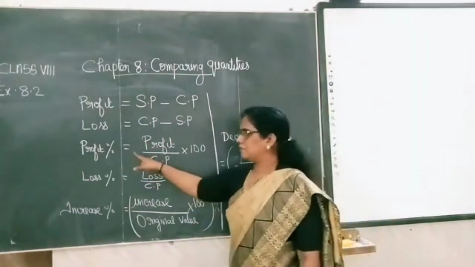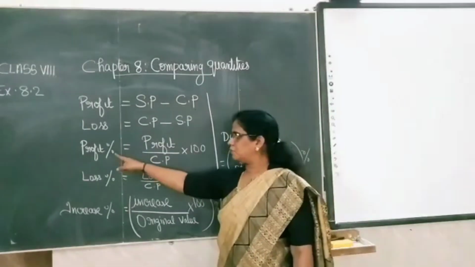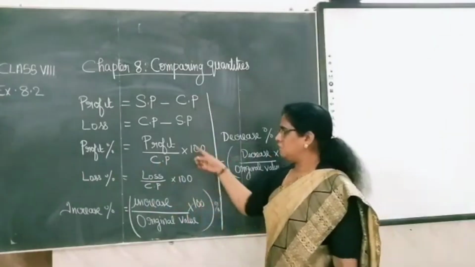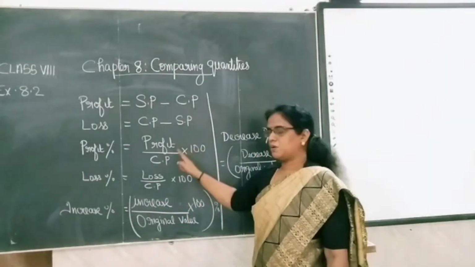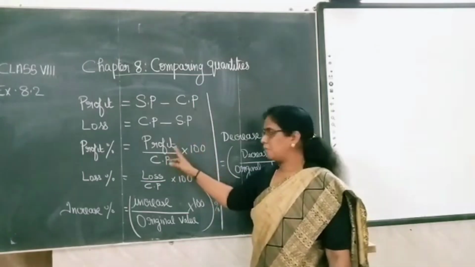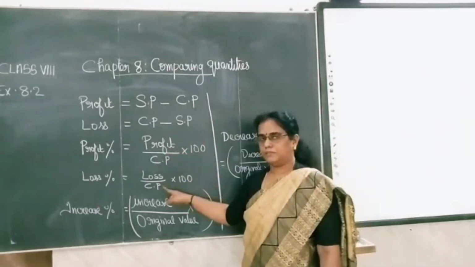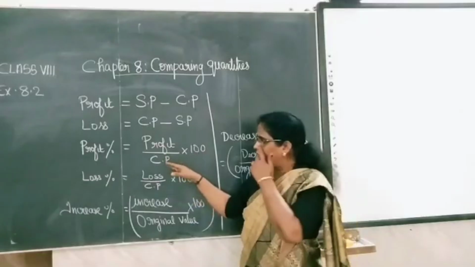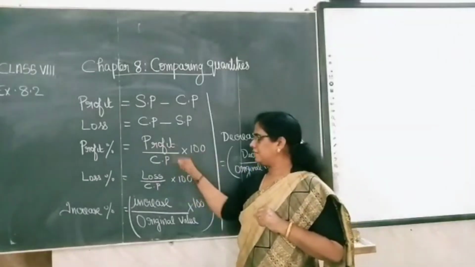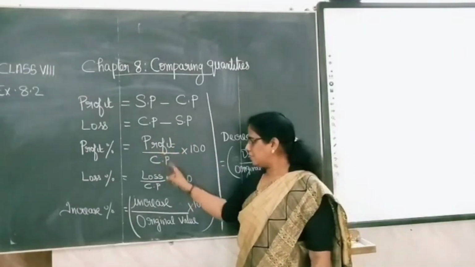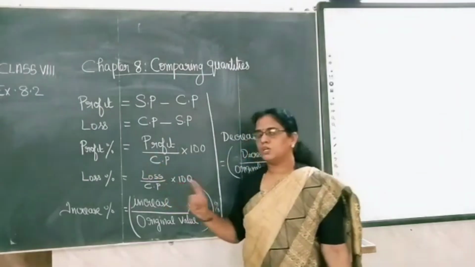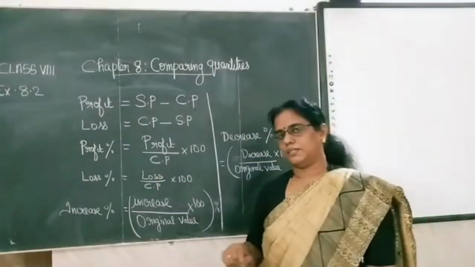Now next one is profit percentage. It is not profit, profit percentage. Profit percentage we can find by using the equation profit by cost price multiplied by 100. And profit and loss are given on cost price only. This we are looking for the cost price. Related to that, profit and loss is coming. So in both the cases, denominator is cost price only. That is, profit percentage is profit by cost price into 100.